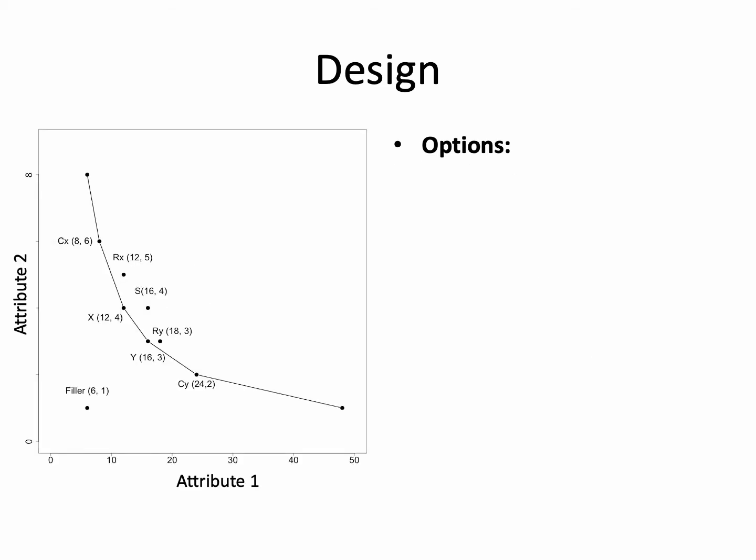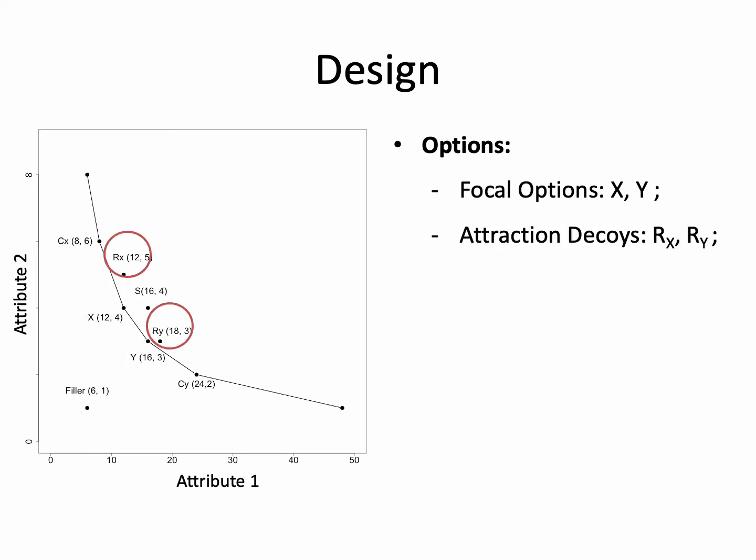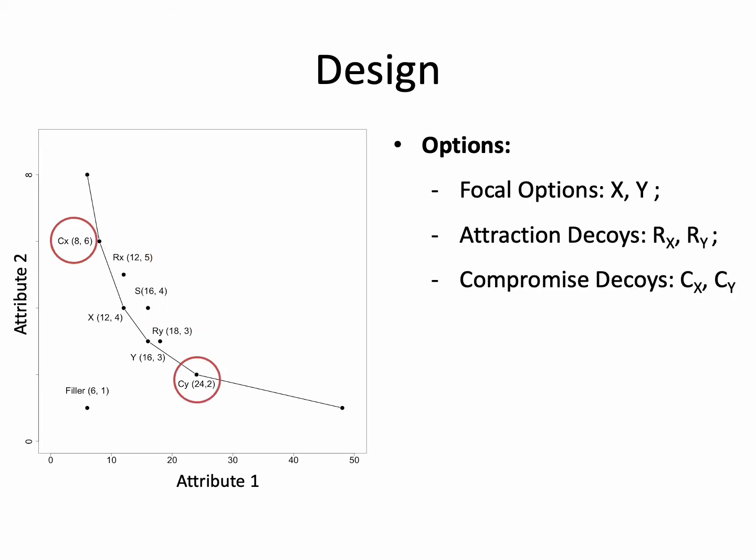There are 7 types of options used. The focal options X and Y have the same total number of items for counting. The attraction decoys Rx and Ry are inferior to their corresponding target options on the disadvantage attribute. The compromise decoys Cx and Cy are selected to ensure that the corresponding target option locates in between the decoy and the competitor on the indifference curve. The symmetric decoy is inferior to focal options on both attributes.